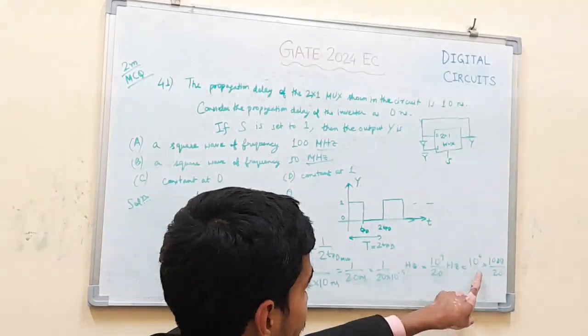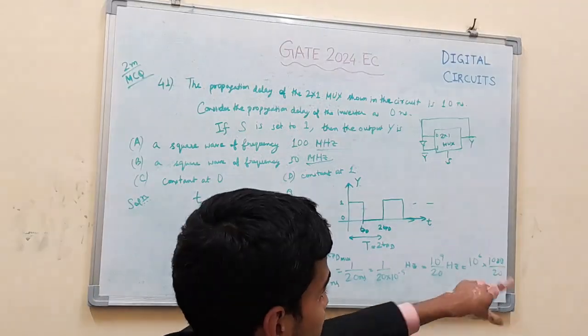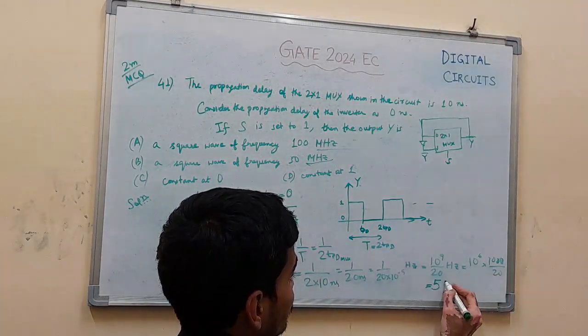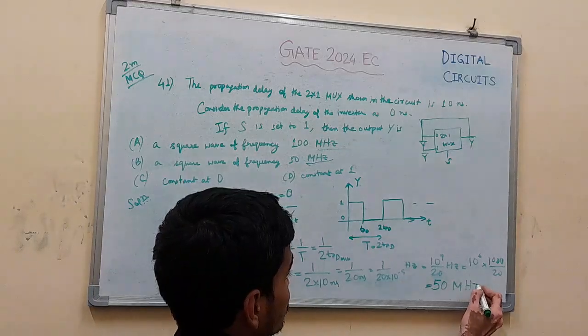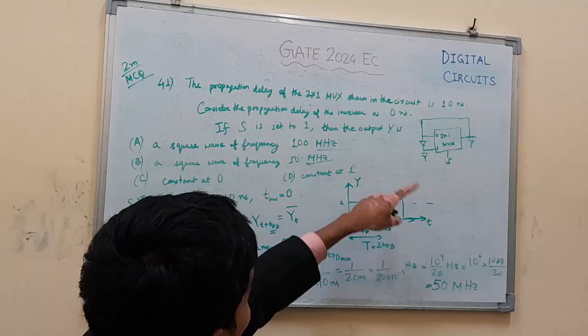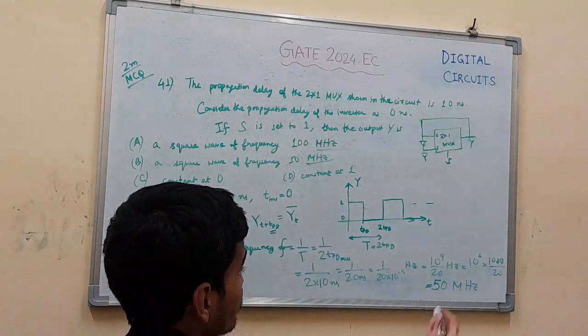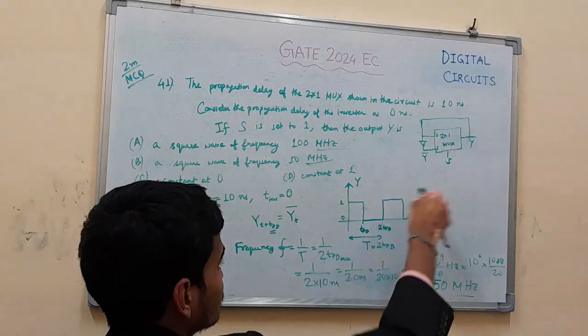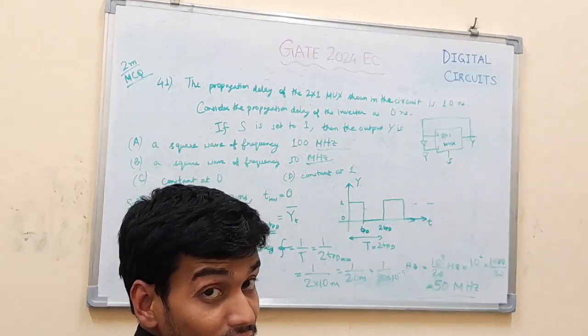Mega means 10 to the 6. So taking 10 to the 6 out, what remains is the frequency in megahertz. 1000 by 20 is basically 50. So the frequency of the output Y of the mux is 50 megahertz. The waveform will be like this or like this. It will be cyclic, whatever time instant you start.